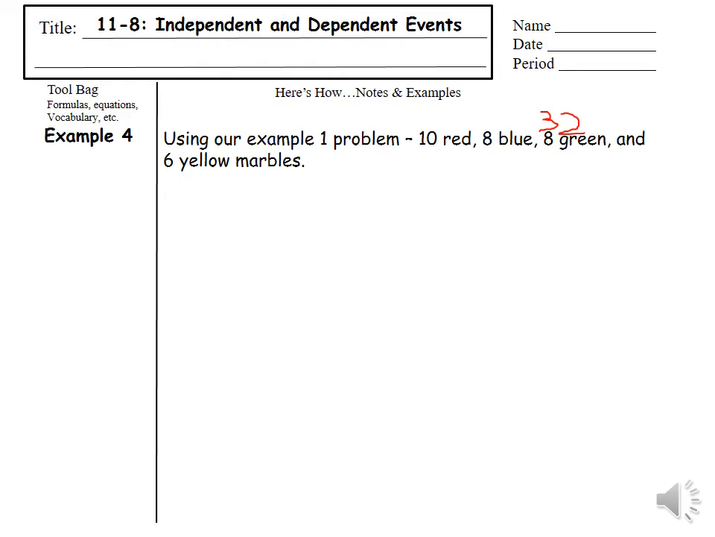So if you take out one red marble, it's no longer 32 marbles in total. It's 31. And it's no longer 10 red marbles, it's 9 red marbles. So this is a typical question about a dependent event. Each time you have to consider that the probability has changed. So let's see the question this time.